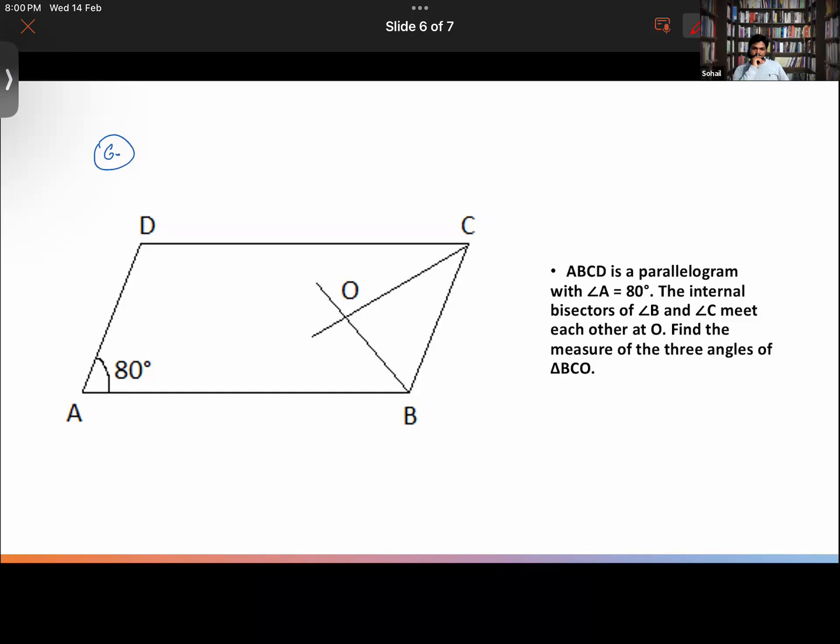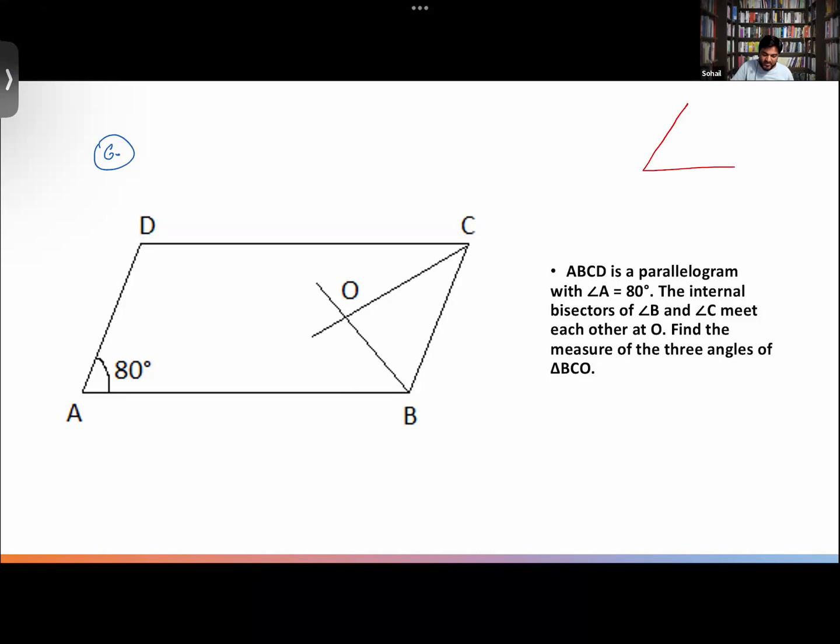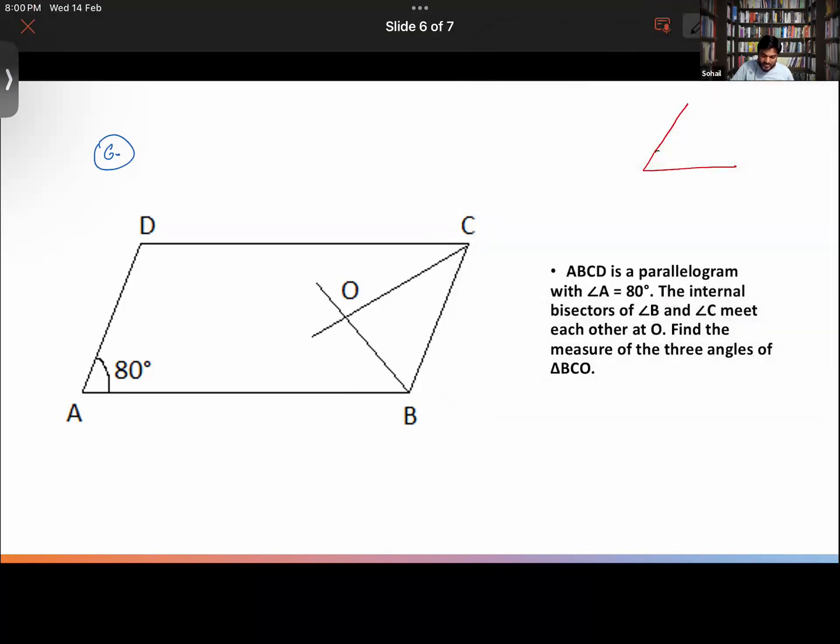So, what are internal bisectors? See, for example, there's a given angle, let's say this. The line that divides it into two equal halves. Let's suppose this is 60 degrees. There's a line which is bisecting it into two equal halves, 30 degrees and 30 degrees. That is called an angle bisector. Yes, sir. So you can have internal bisectors in the given parallelogram also, namely this one and this one.